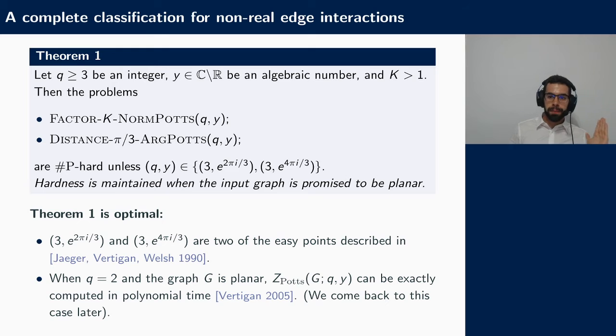Now, the result is optimal in the following sense. The two exceptions found in the statement are actually two of the easy points for the Potts model, where evaluation can be performed in polynomial time. When q equals 2 and the graphs are planar, the partition function can be computed exactly in polynomial time. Therefore, the statement as it is cannot be extended to planar graphs for q equals 2. But we will come back to that case later.